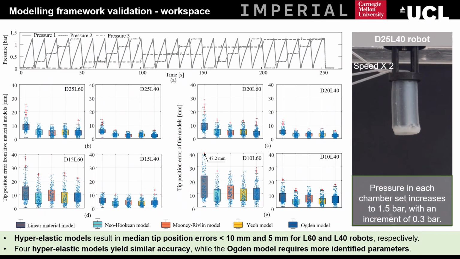Next, we look at full workspace prediction for 8 types of robot. Results on the left-hand side show that for most manipulators, the median position error is less than 5 mm for shorter robots and under 10 mm for longer robots. Additionally, the selected hyperelastic models perform similarly. All of them outperform the linearized material model. The important point is that the modeling framework consistently and reliably predicts the overall reachable workspace of chamber-reinforced manipulators.